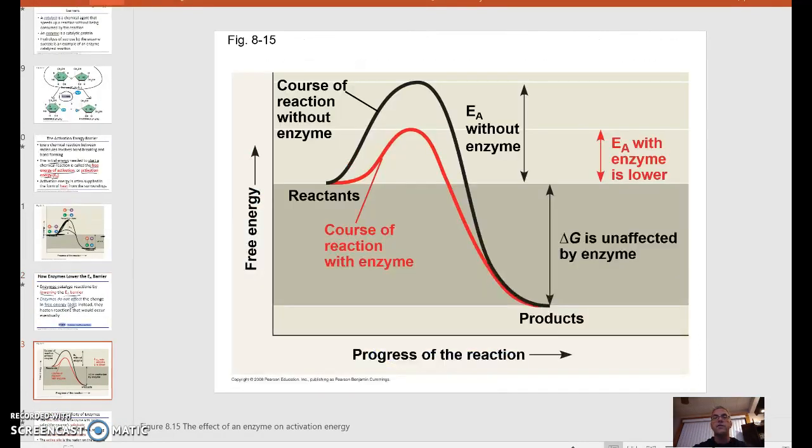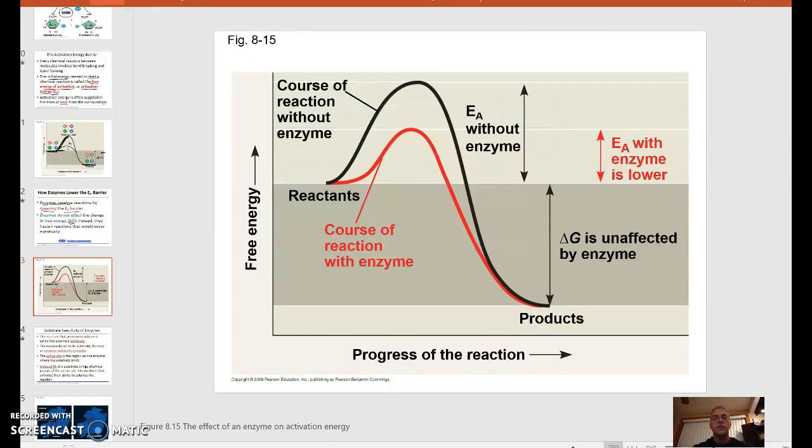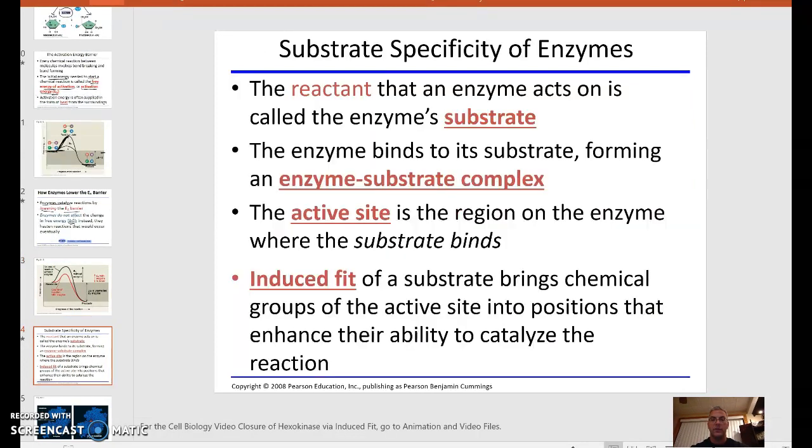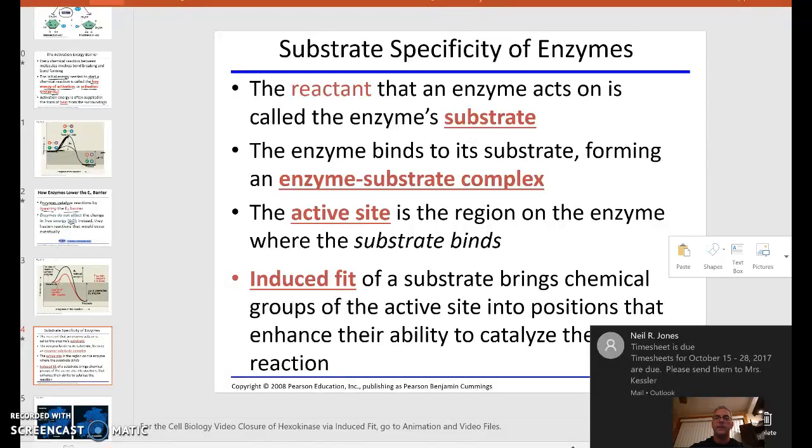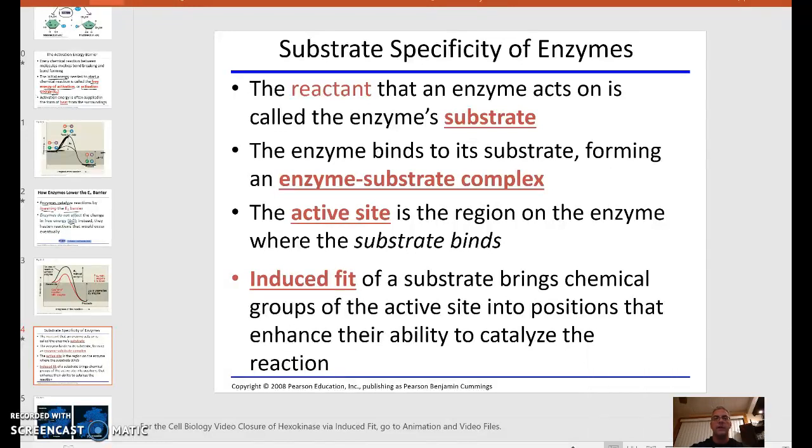So when we look at these two pathways right here, the red path is going to show us that by utilizing an enzyme, we're able to actually carry out this reaction in a more efficient and reasonable time frame. So what we notice whenever we get into any of these different scenarios is we're going to see a transition that's going to occur here.